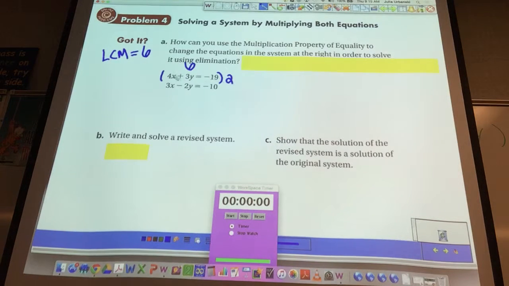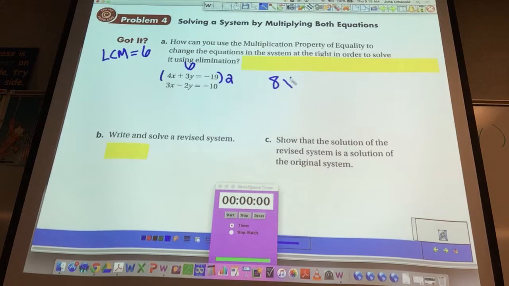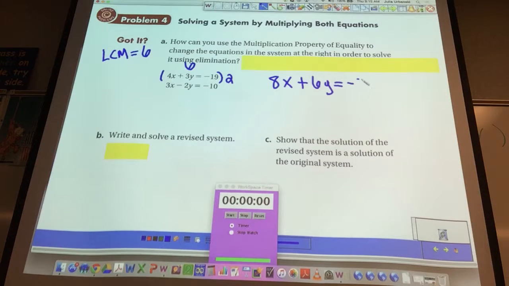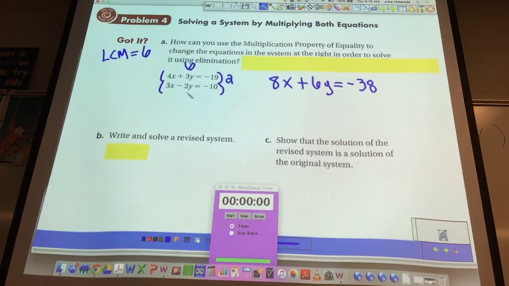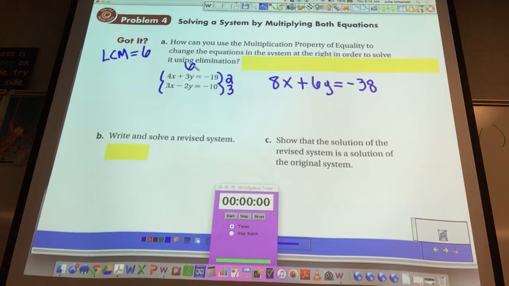We get 4x times 2 is 8x. We get 3y times 2 is 6y. And we get negative 19 times 2 is negative 38. Keep your calculators out and make sure that all my calculations are correct. For this one, though, I'm trying to turn negative 2 into 6. So what does that have to multiply by? 3. Good. Actually, this one I do want it to be a negative 6.